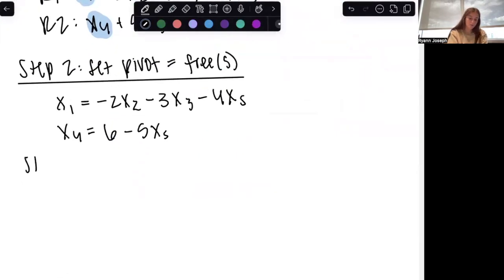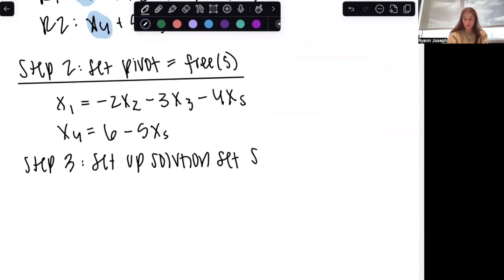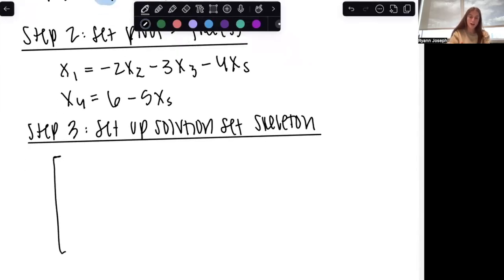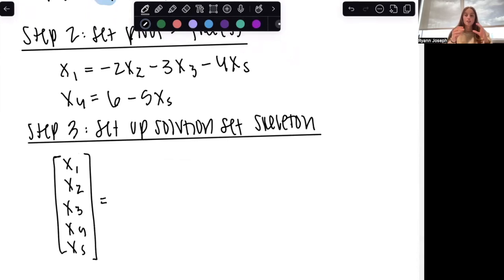Step 3, set up a solution set skeleton is my recommendation. We want to see what it is going to look like when we solve this. We know we need to define every variable, like what's happening with every variable in this solution. So it's going to be a column vector, x1, x2, x3, x4, x5, and it's going to be set equal to stuff. There's going to be a column vector for every free variable.